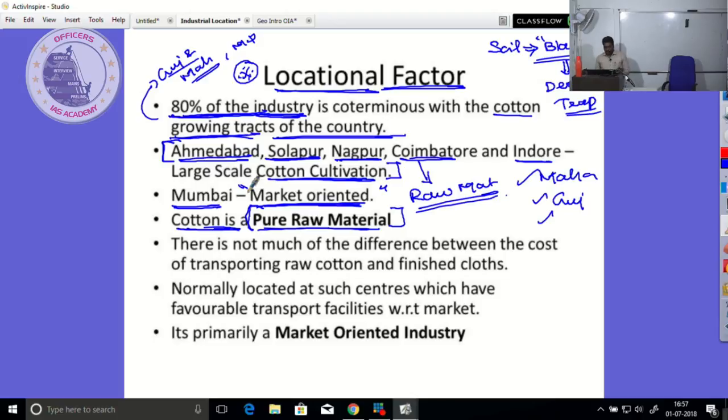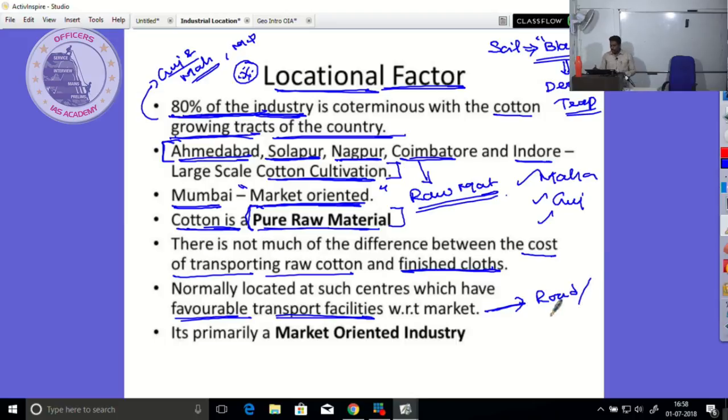And just justifying that, what is this pure raw material, just to tell you that there is not much difference between the cost of transportation of raw cotton and the finished clothes. So normally it is located at such centers which have favorable transport facilities, sir. That can also be added. So if I talk about a locational aspect, certainly you can have its industrial location anywhere, but at least to have one facilitating factor, it should be well connected. If that is the case, either you go for good road connectivity or you go for good rail connectivity.